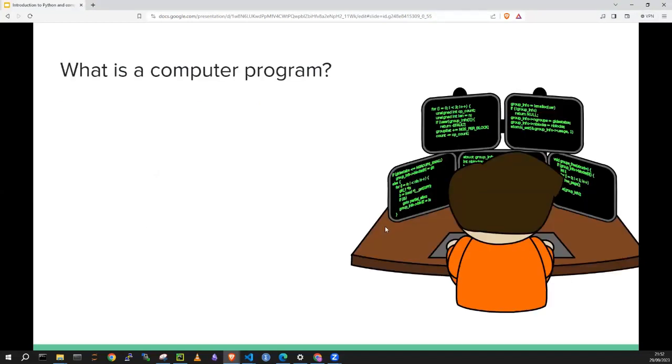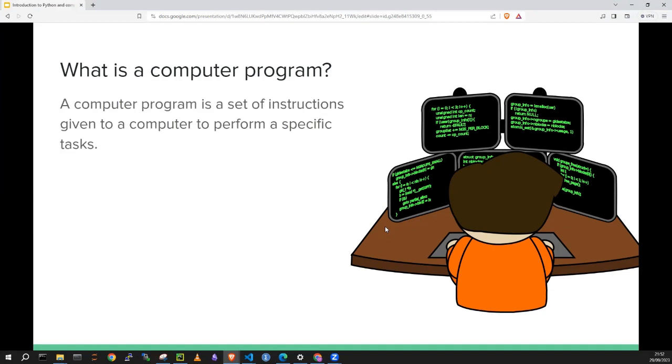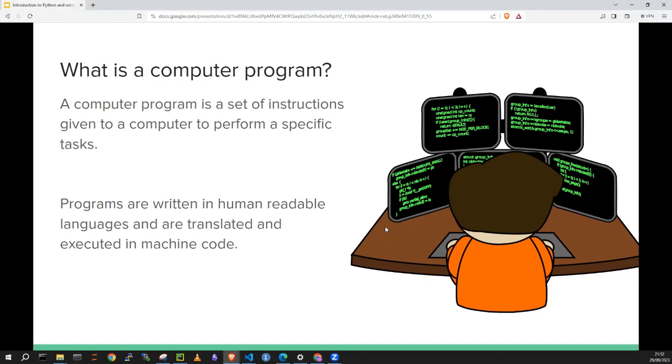So, what is a computer program? A computer program is essentially a set or a sequence of instructions that you give a computer to perform. The designer of the modern-day computer, John von Neumann, designed a computer essentially to execute programs one after the other. And what we have now in modern times is programs that are written in human-readable languages and are translated and executed in machine code.